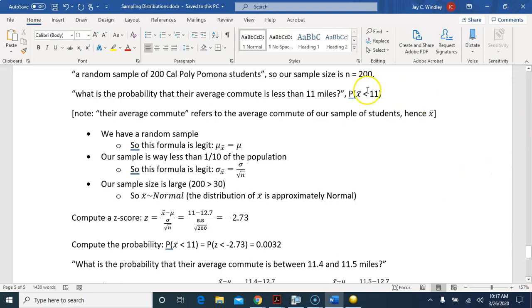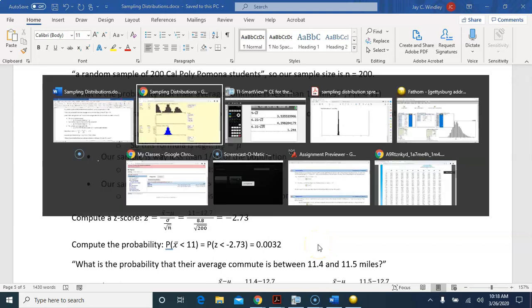So then we can turn this value of x bar, 11, into a z-score by subtracting the population mean and dividing by the population standard deviation divided by radical 200. Be careful here because you've got a fraction within a fraction, so be careful when you're doing that calculation. Anyways, that gives us a z-score of negative 2.73. So the probability of getting an x bar less than 11 is the probability of getting a z-score less than negative 2.73. And now we go over to our z-score table.